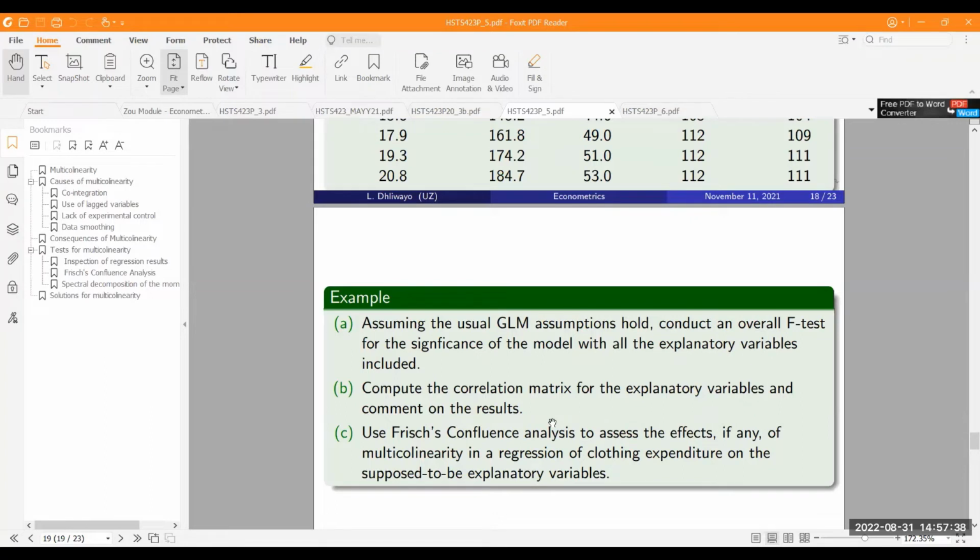Okay. Use Freeze confidence analysis to assess the effects, if any, of the multicollinearity in the regression of clothing on the explanatory variables. Now you perform the Freeze confidence analysis. So you regress Y versus X1, Y versus X2, for all the four. Are we together? Then you choose the best one, based on R squared, based on the Durbin-Watson test, based on all the approachable model, all together.